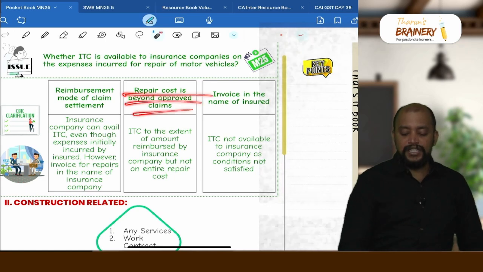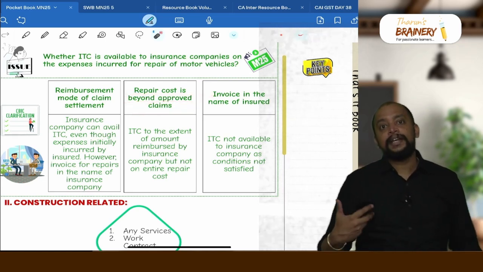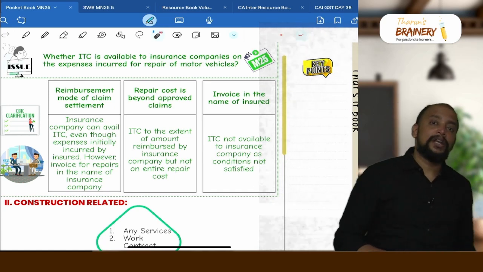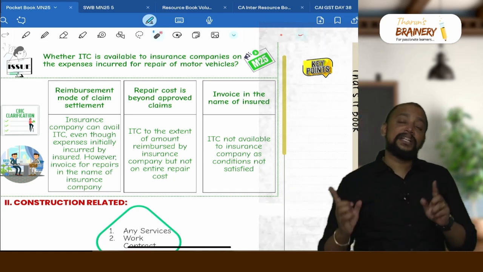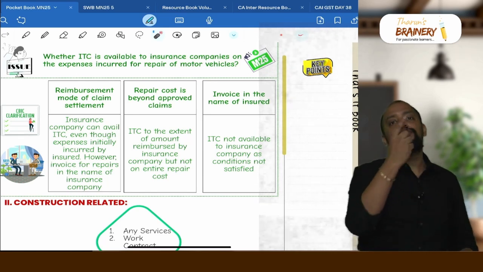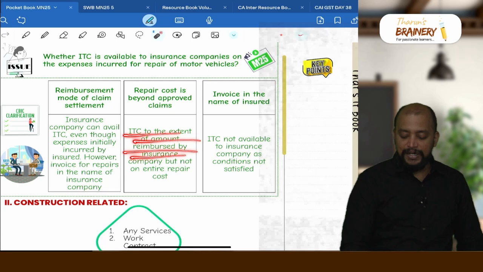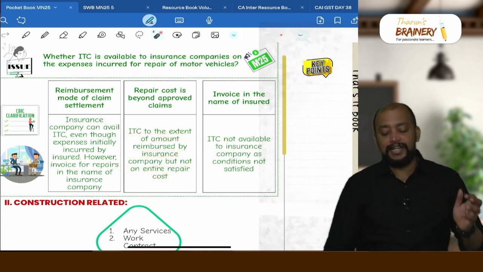Suppose the repair cost is beyond the approved claim, for example, the repair is somewhere around 40,000. Of that 40,000, 30,000 is borne by the insurance company and 10,000 rupees I am bearing. But the bill is in the name of the insurance company. How much did the insurance company pay? Only 30,000. So proportionate to the 30,000 only, they can take ITC. ITC to the extent of the amount reimbursed by the insurance company, but not on the entire repair cost.